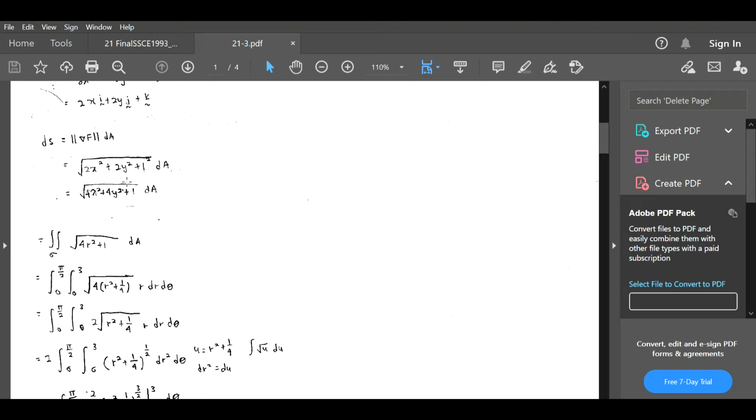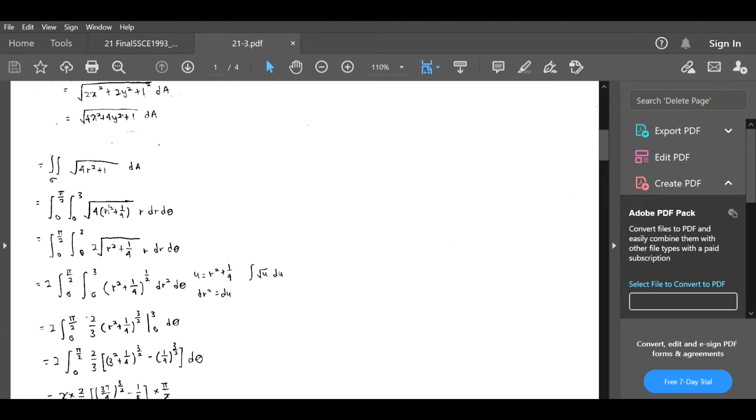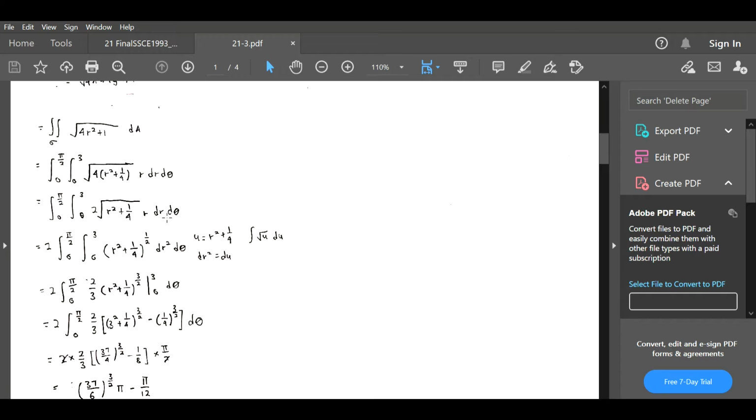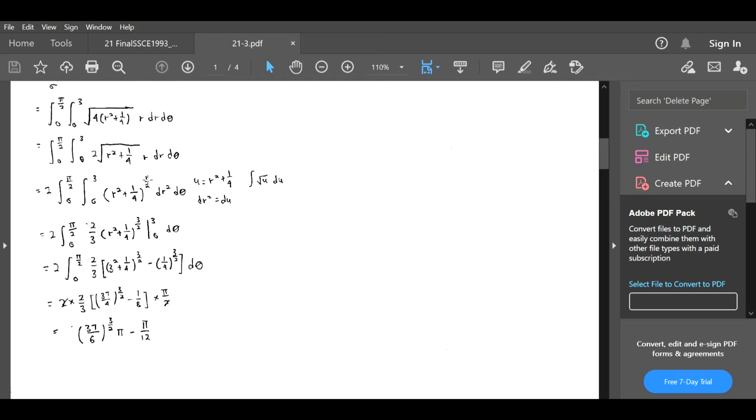So this is r squared, because x squared plus y squared equals r squared. Simplify it, so r squared plus 1, and then I simplify again, move 4 from r. So this 4 becomes 2, and you can do the integration to work this out.